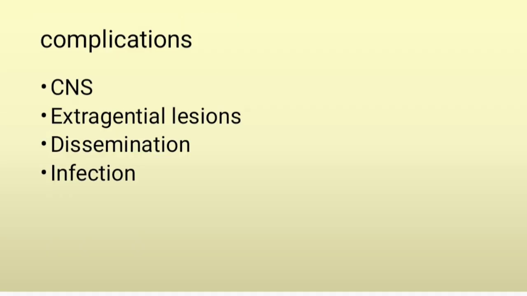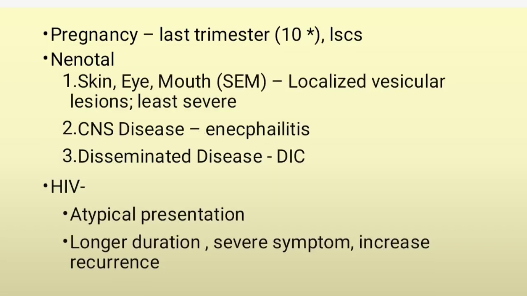Complications can be varied. It can be CNS complications like meningitis, extragenital lesions can be present, and dissemination can occur in immunocompromised patients. Secondary infection, bacterial or fungal, can occur. In special conditions like pregnancy, a pregnant patient with a symptomatic herpes lesion in the last trimester has a 10% chance of transmitting herpes simplex to the neonate, in which case we recommend cesarean section.